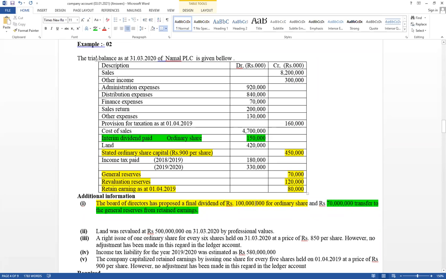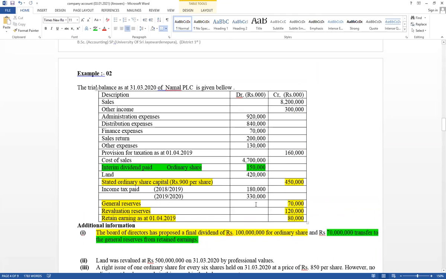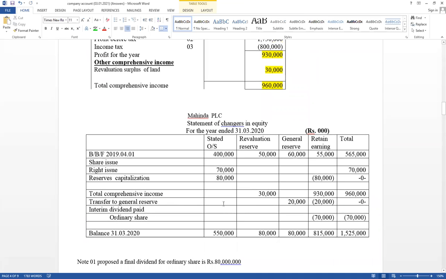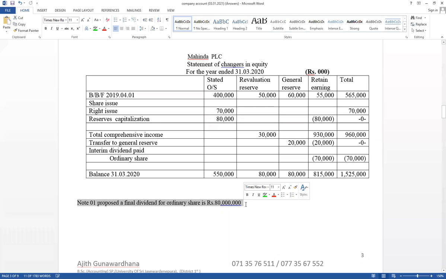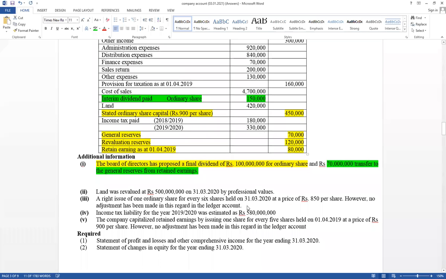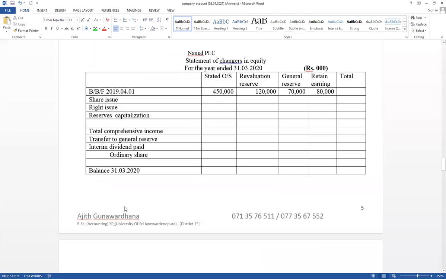Proposed dividends for ordinary shares cannot be adjusted on the financial statement, and a note should be written. Transfer to general reserves also should be adjusted. Therefore, proposed dividends for ordinary shares, rupees 100,000, note should be written based on LKAS 10. Like this, as note number 1, proposed dividends for ordinary shares value equal 100,000. This is the way you have to adjust proposed dividends.